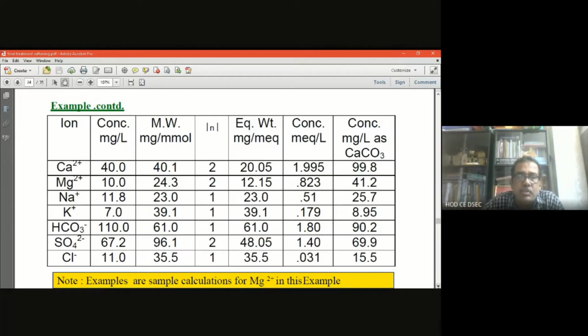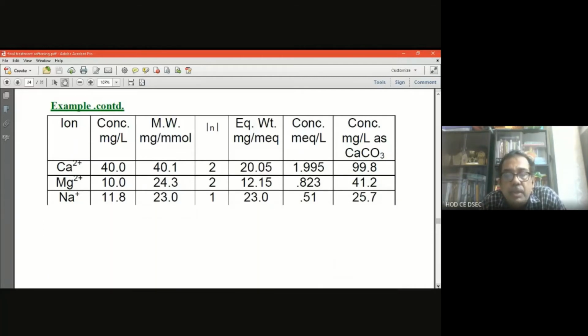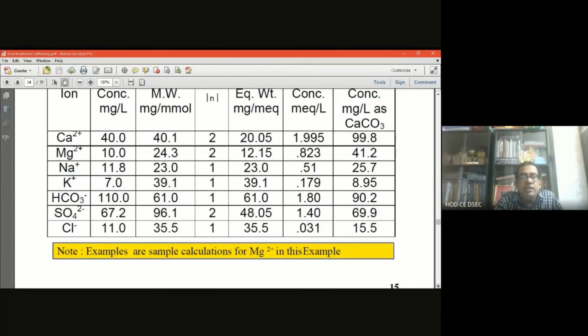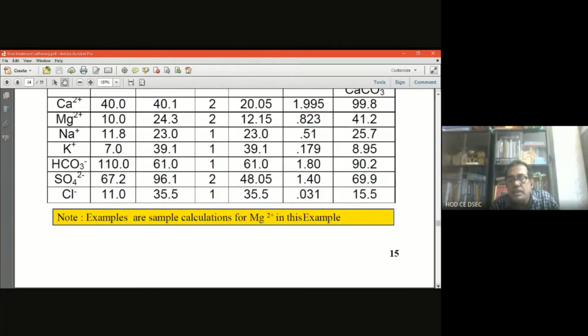First, let me describe the concentration, that is the sixth column portion I am just discussing. Magnesium. What is the concentration? Concentration is 10. What is the equivalent weight? Equivalent weight is 12. We divide 10 by 12, so it will be 0.823. Likewise, potassium is 7. Equivalent weight is 39.1. So if you divide 7 by 39.1, you will get 0.179, that is the milliequivalent per liter. Now, this portion is clear.